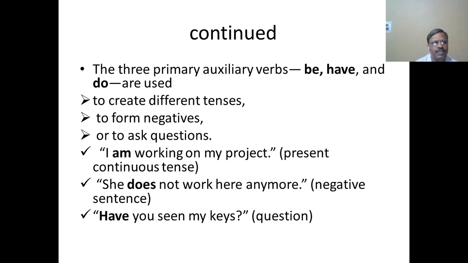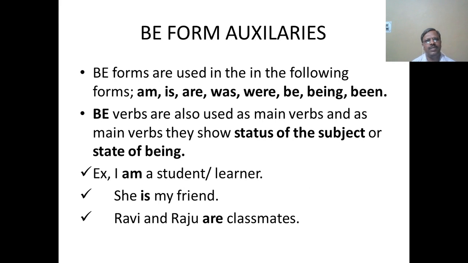Have you seen my case? Is a question. Have is a helping verb in this sentence. In order to make questions, we need helping verbs or auxiliary verbs. So the be forms are used in the following forms: am, is, are, was, were, be, being, been.